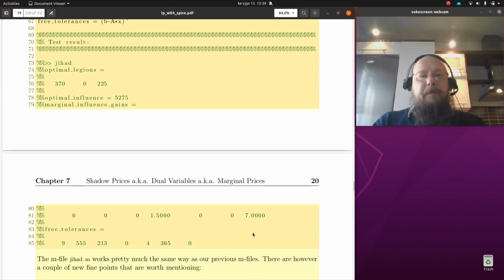Alright, so for those planets, the influence tolerance is completely used. There are no more tolerances left. For the rest of the planets, there are tolerances left. Okay.